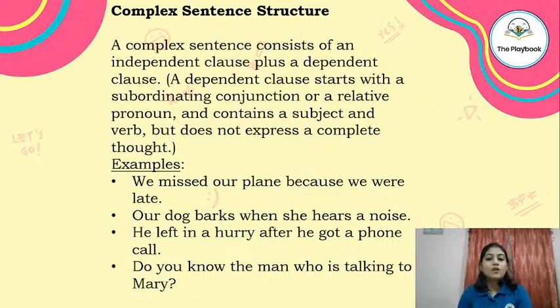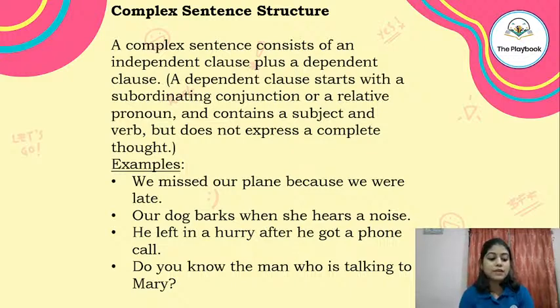A dependent clause starts with a subordinating conjunction or a relative pronoun and contains a subject and verb, but does not express a complete thought. It can never express a complete thought as it's dependent on another independent sentence. So, if we look at the examples, we missed our plane because we were late.